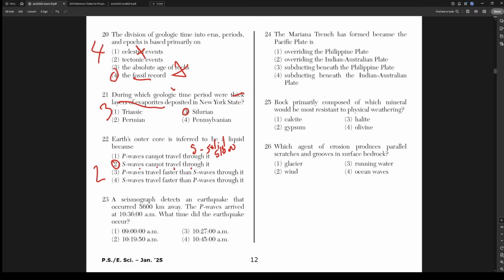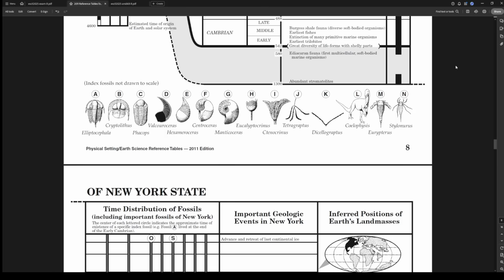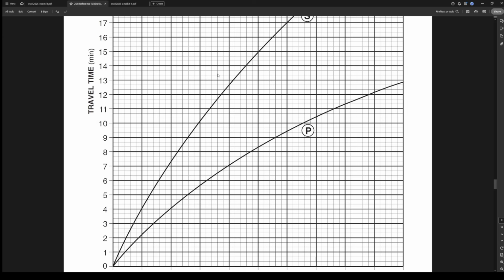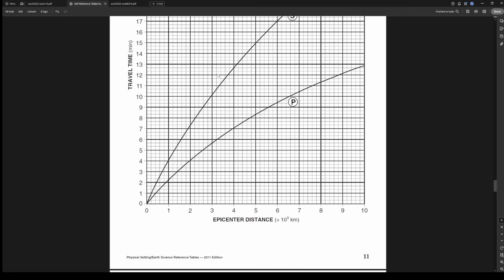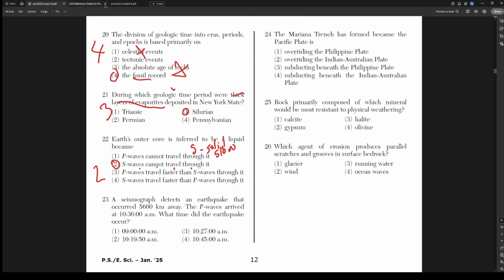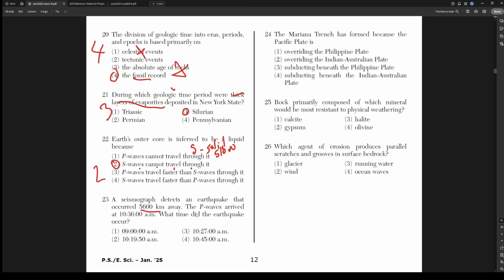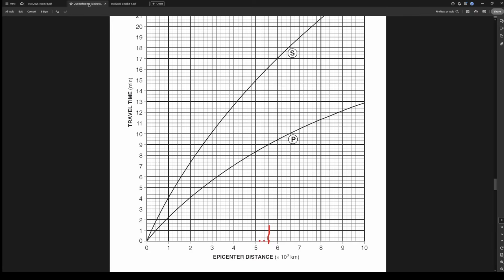23. Okay, we got a P wave, S wave question. So right off the bat, I'm going to go here. And remember, I'm not going to look at my answers. I hope I can solve this without a piece of paper. A seismograph detects an earthquake that is 5,600 kilometers away. So automatically, I'm going to go to my reference table and find that. 5,200, 400. So I know I'm on this line right there. The P wave arrived at 10:36 a.m. What time did the earthquake occur?